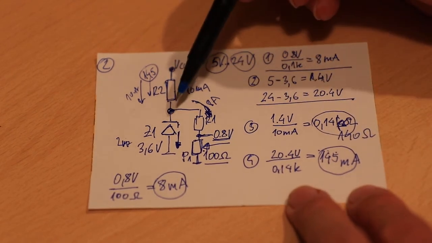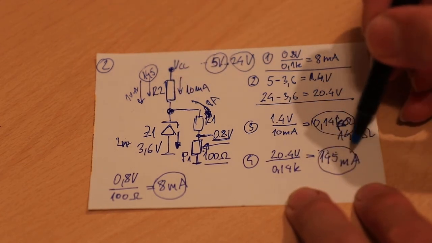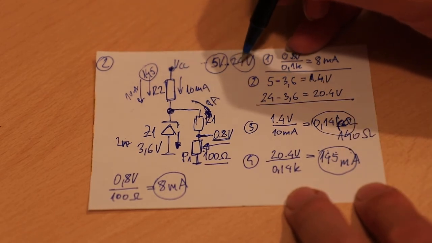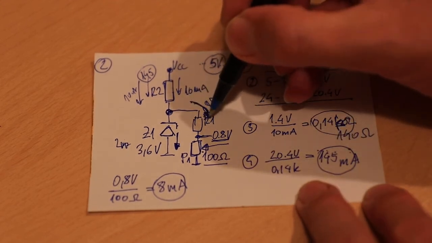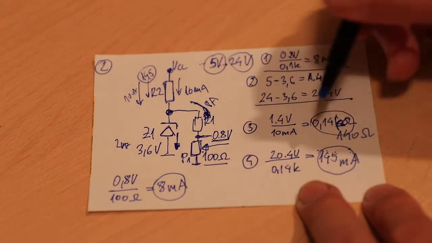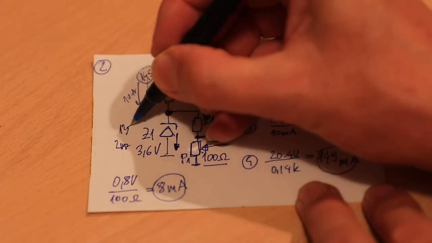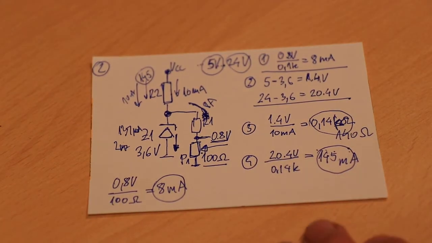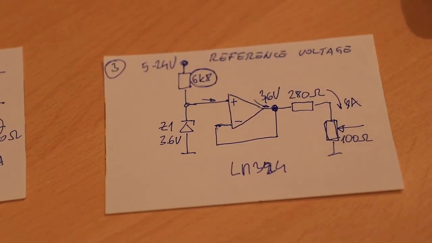So this circuit principally works, but the problem is too high current in case we use a higher supply voltage. Only 8 milliampere flows through this resistor, so the rest, 137 milliampere, will flow through our zener diode, and this is too much. And that is why I have used an operational amplifier to design the reference voltage.